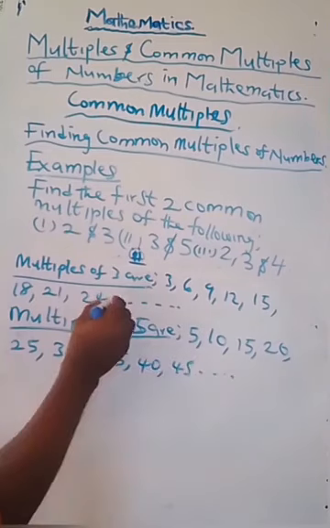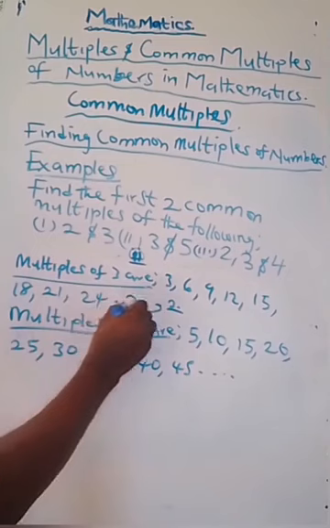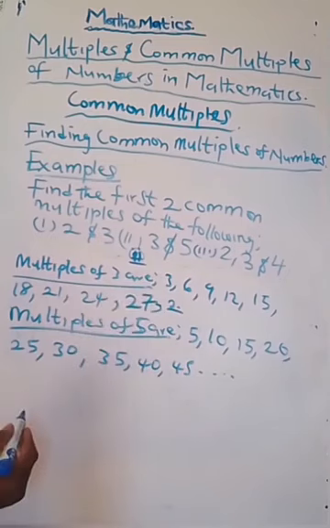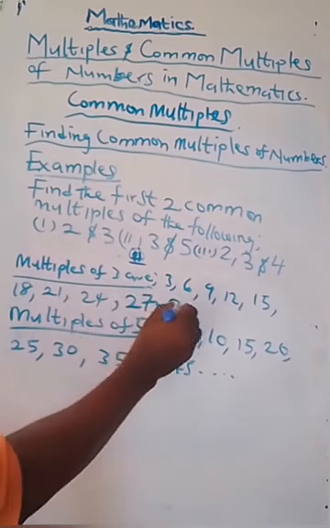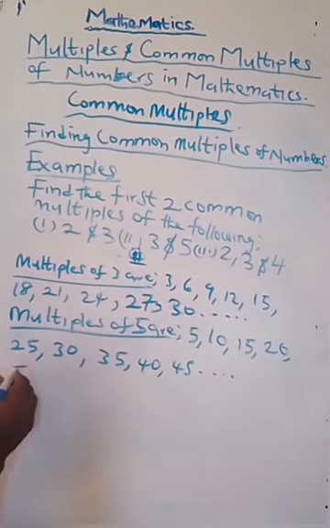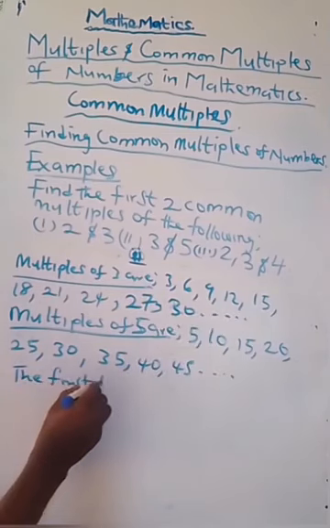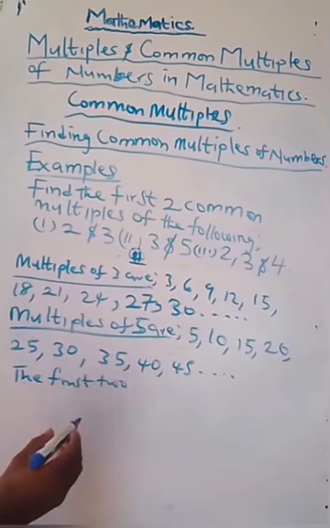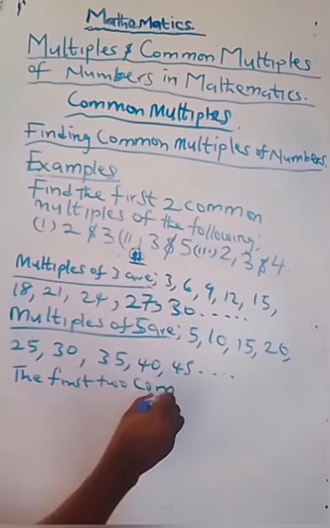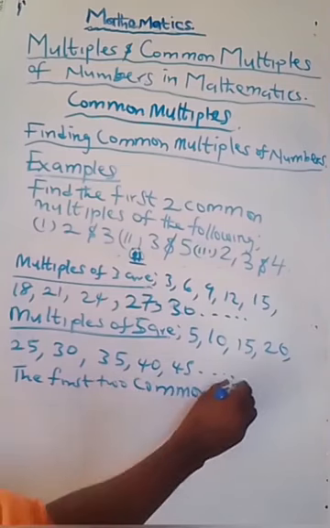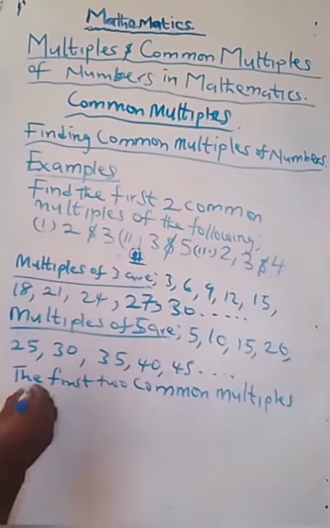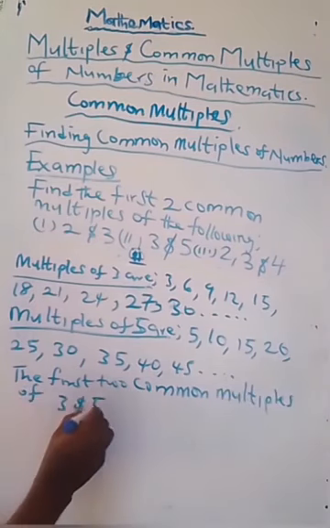Let's complete this one to 30. 24, 27, 30. So you can still continue. The first 2 common multiples of 3 and 5 are, first one, let's look at it.